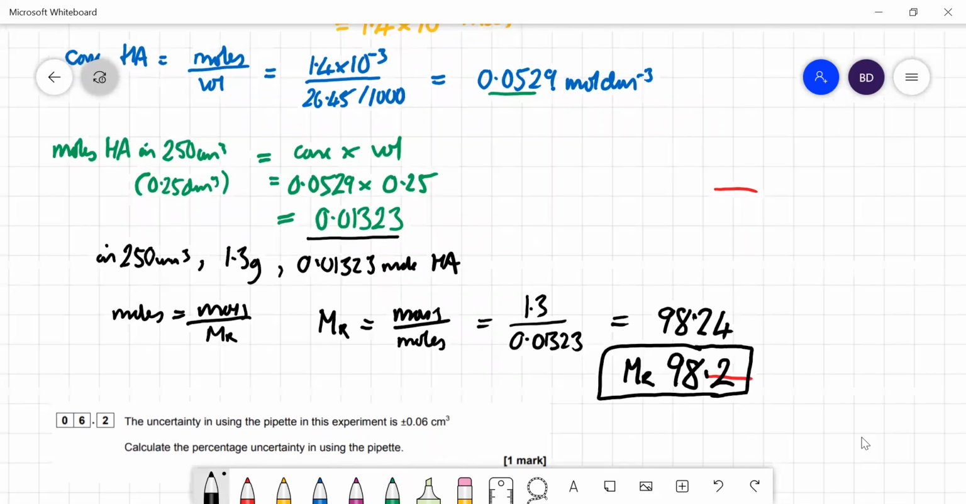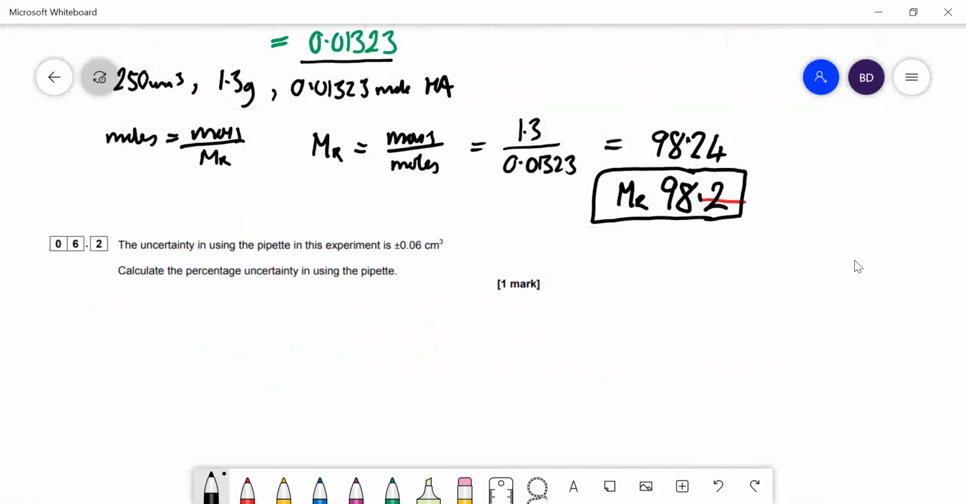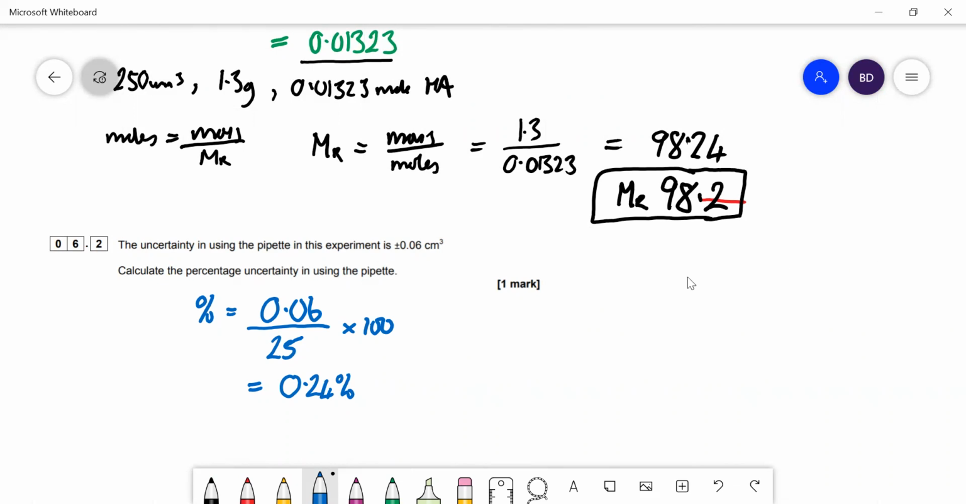Right. Now the uncertainty in using the pipette in this experiment is plus or minus 0.06 centimeters cubed. Calculate the percentage uncertainty. So the percentage uncertainty is just the uncertainty, which is 0.06, over the actual measurement we made with the pipette, which was 25 centimeters cubed, times by 100. Get that, and you will get an error of 0.24%. So the pipette counts for only a very small amount of error there.